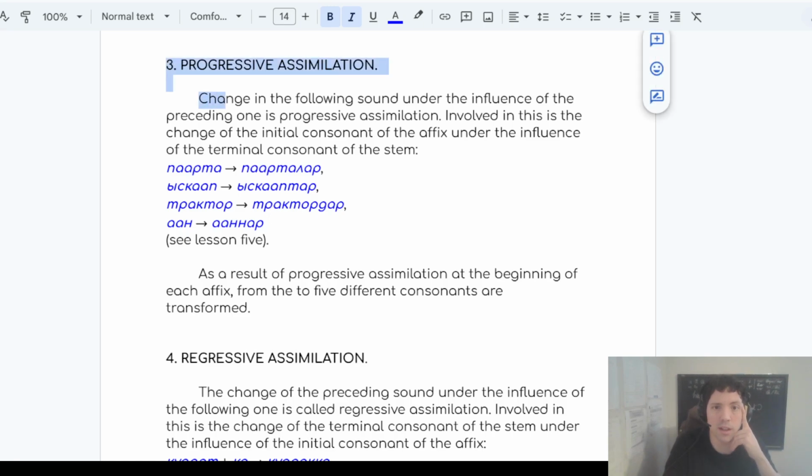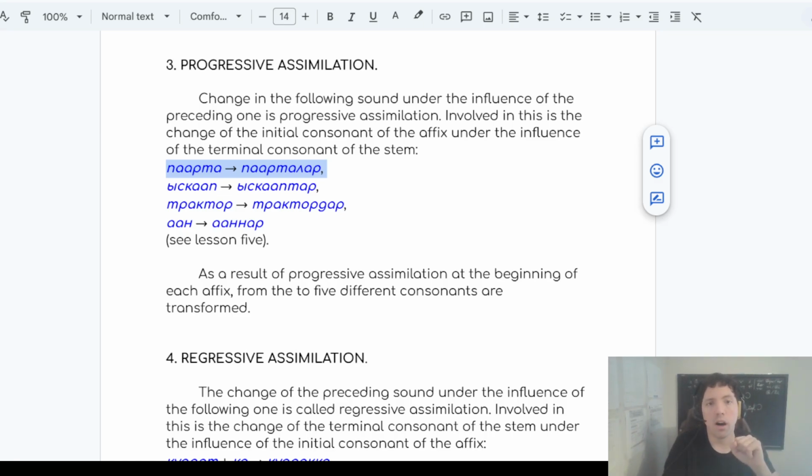So progressive assimilation, that's when you add an ending to a word, and the beginning of that ending will change to fit the end of the previous word. So when we say parta, and then we want to make it plural, partalar, we keep the original ending, lar. But when we want to make escape plural, it would be hard to say escaplar. So we say escaptar. It changes to a T. Traktor, traktordar. I think that's supposed to be an A, but it's not real Sakha, it's Russian with Sakha added, so who knows.